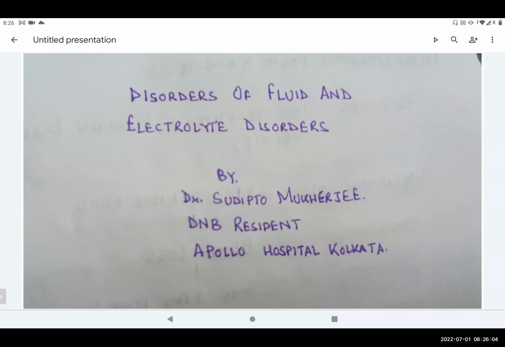4 ml per kg of body weight for the first 10 kg of the body, 2 ml per kg for the next 10 kg. Any other way of calculating?